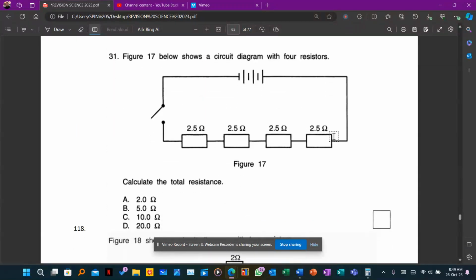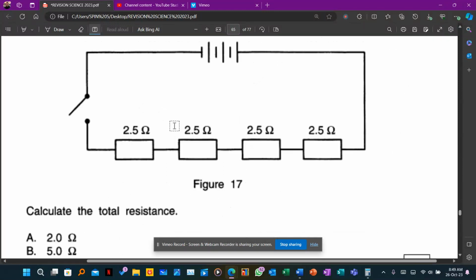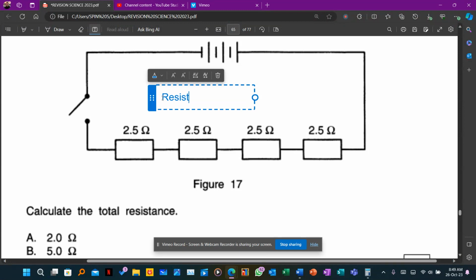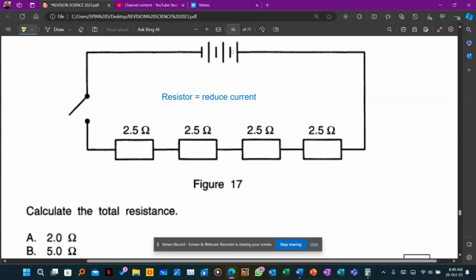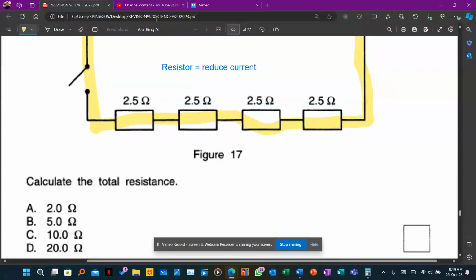So this one is a resistor. You can see now there's a value. The function of a resistor is to reduce current, and the more resistors you add, the less current will flow. Here the current is flowing from negative, and as the current passes through here, it becomes less, and less, and less. The question is asking what is the total? Total means you just have to add them up.